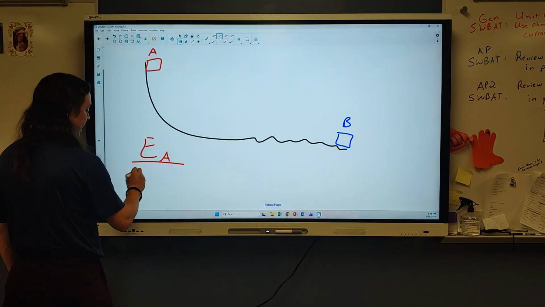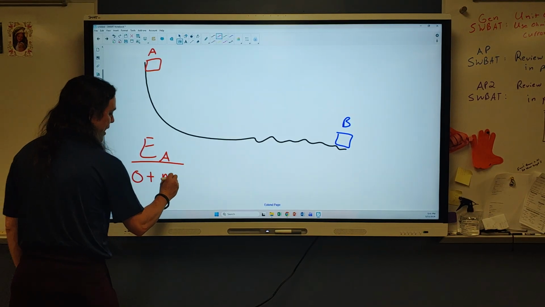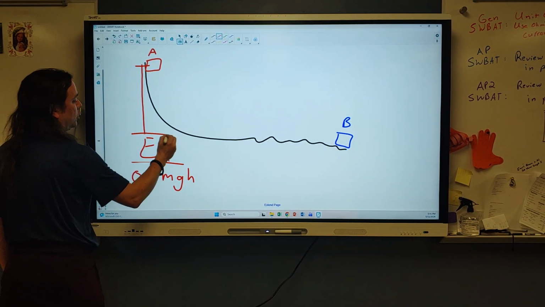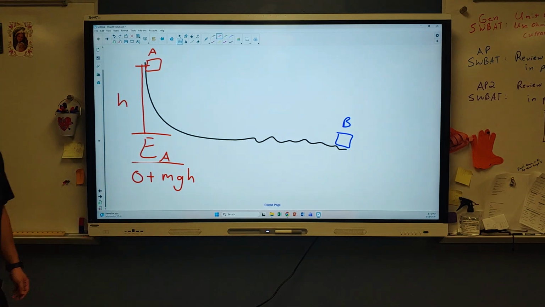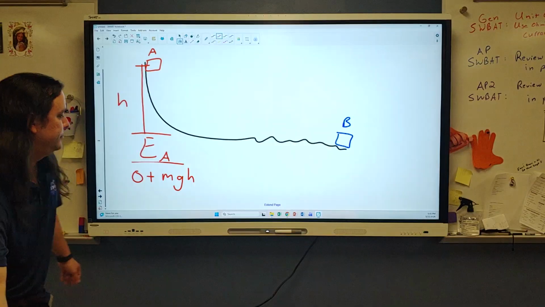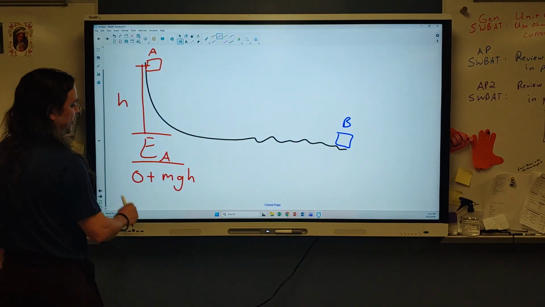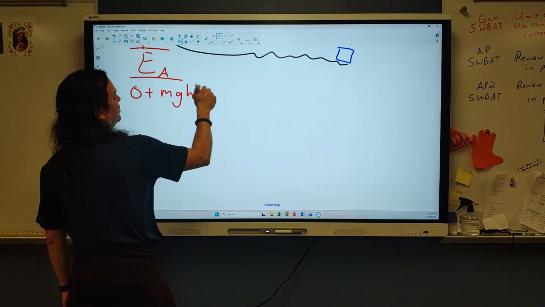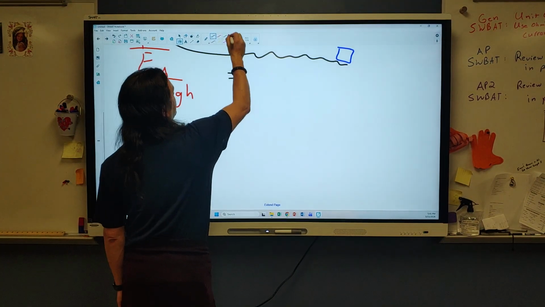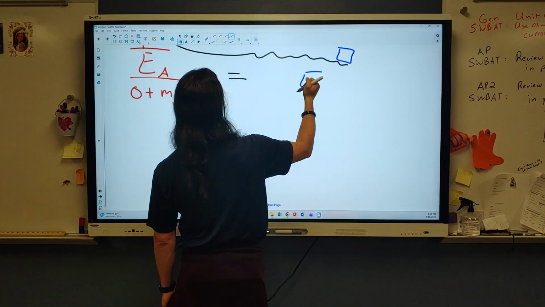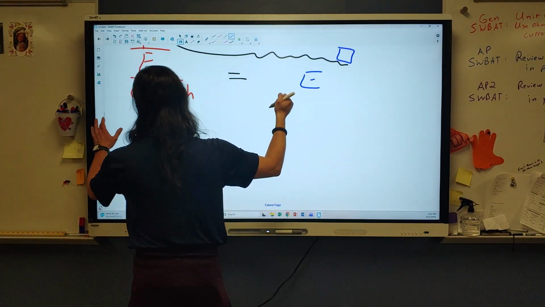So I would have my kinetic energy is 0 plus mgh, where I could measure my vertical height here, h. Great. That's something that I can measure with my meter stick. Now that I've got that energy at the beginning, it is all in gravitational potential energy, and it needs to be equal to, well, I would do equal to, except what's my energy at the end?